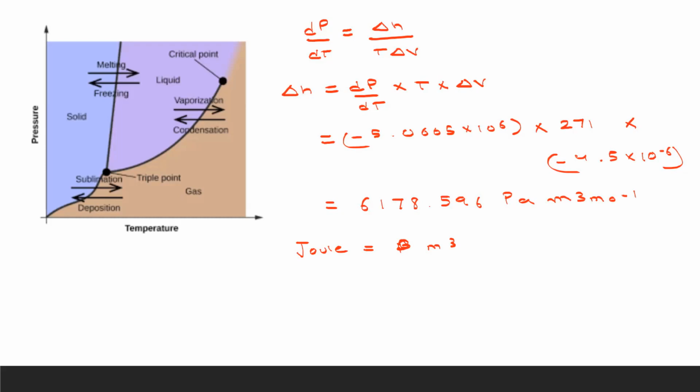The answer becomes 6178.596, since Pascal meter cube is there. That can be written as joule per mole. And now rounding off to the nearest integer, the answer will become 6179 joule per mole. So this is the correct answer for this question.